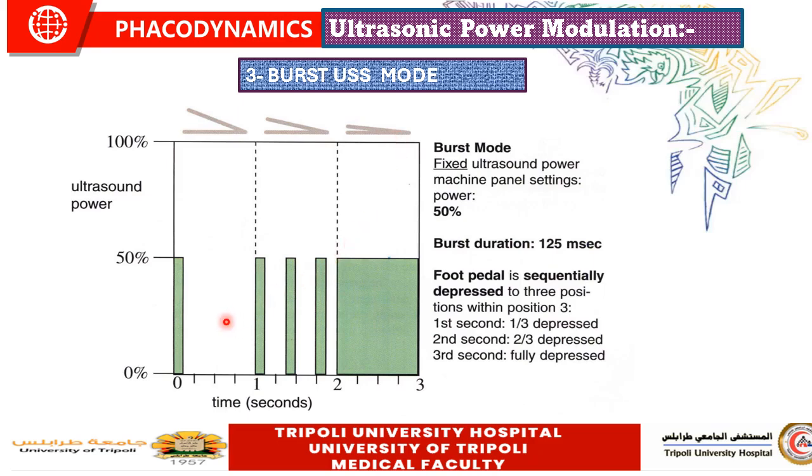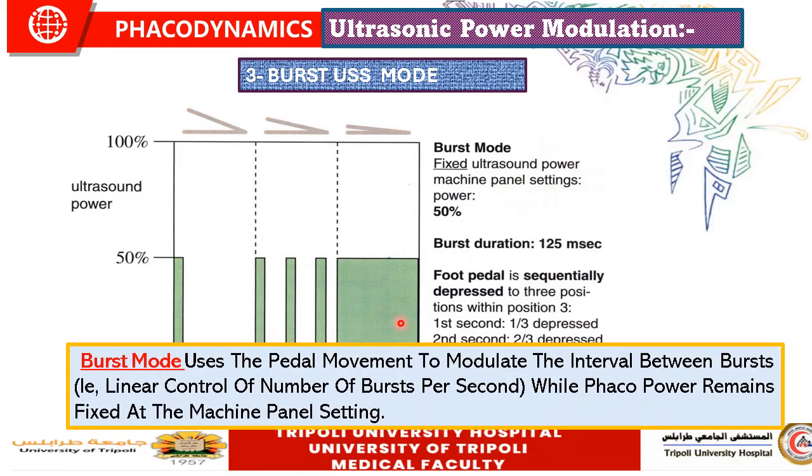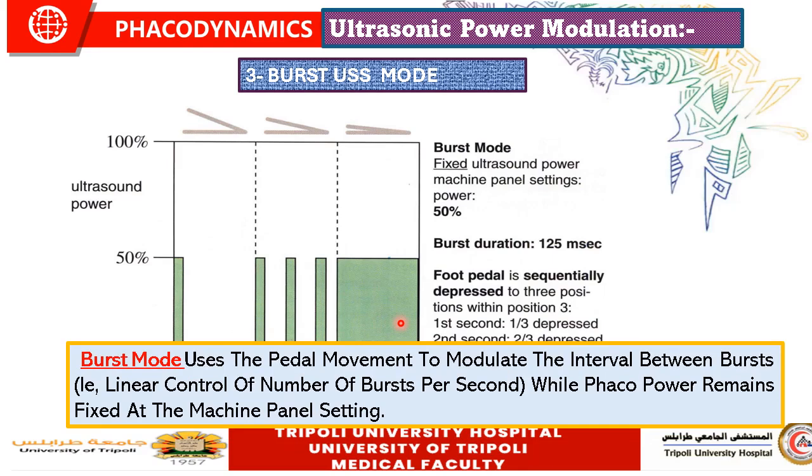Now, what we have to fix is the burst duration. We make it, for example, 125 milliseconds, so that the interval will gradually decrease until it becomes a continuous ultrasound. So the burst mode is where we modify or modulate the interval between the pulses, that's the duty cycle, and we don't modify the power of the ultrasound by pressing on the foot pedal.